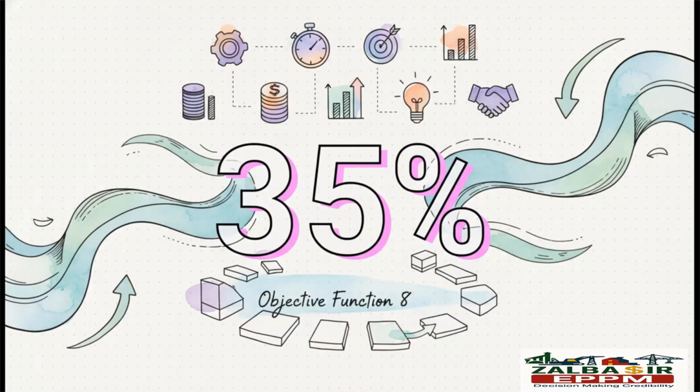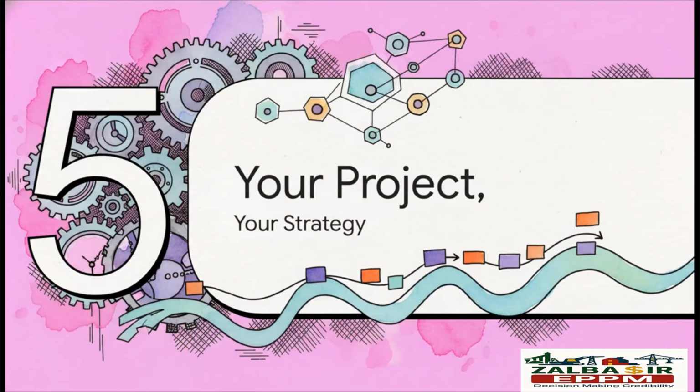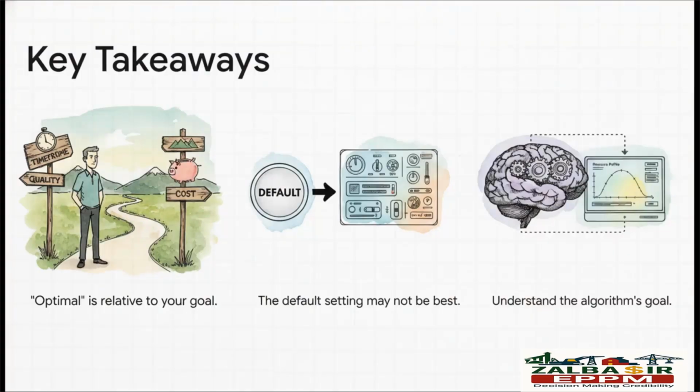So, which one was actually best? Well, in this particular case study, the researchers found that function 8, the one that focused on smoothness, delivered the best overall results. It improved performance across all their metrics by an average of 35%. Okay, this all brings us to the most important part of this whole thing. What does all this mean for you, the person who's actually out there managing a real project? Here are the big takeaways. Number 1, optimal is completely relative. It all depends on what your project needs.